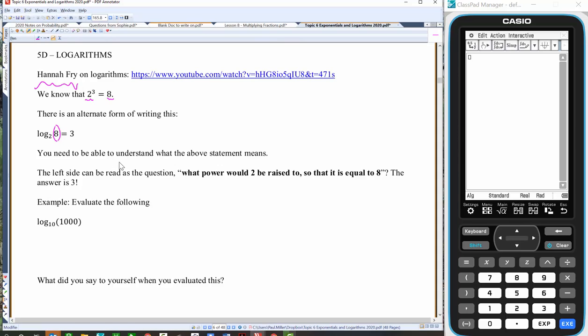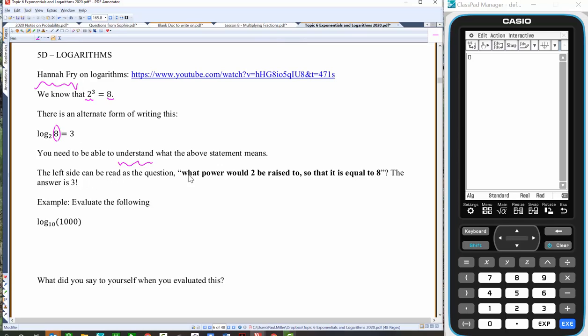Now, you need to be able to understand what this means. So the left side can be read as the question. So in fact, I shouldn't say log 2 (8), I should say log 2 (8)?, implying that there needs to be an answer to that. And basically what it's saying is, hey, if you've got this base 2 here and you want to raise it to a power to equal this thing here, to equal 8, what would the power be? And the answer is 3.